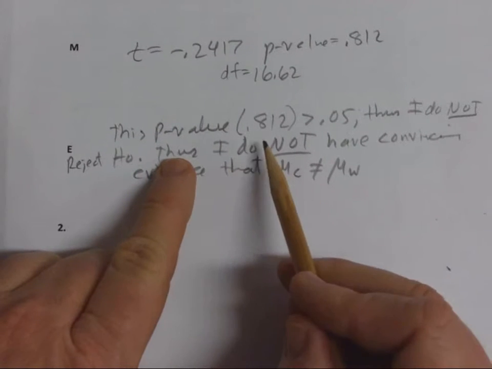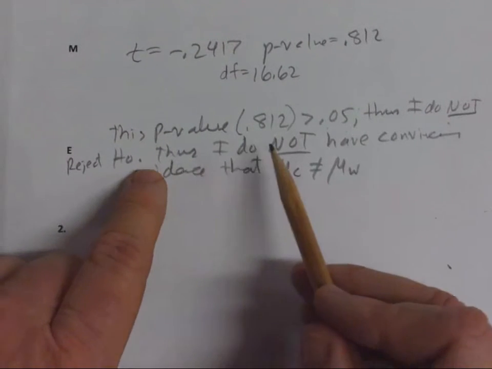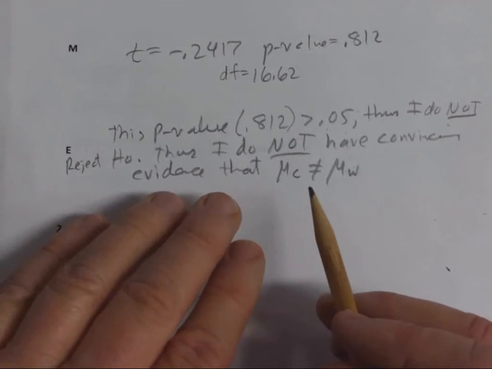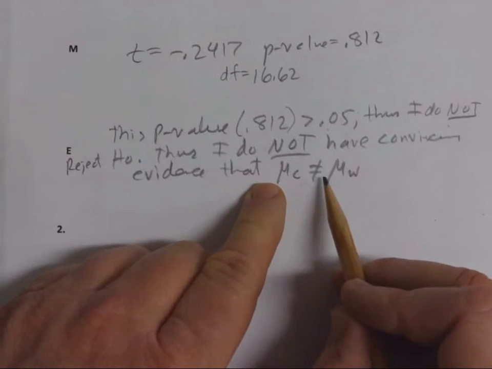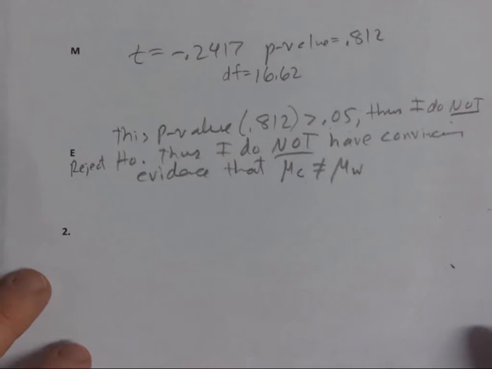So, this p-value is greater than 0.05, thus I do not reject the null. Thus I do not have convincing evidence that the mean test score for Central is not equal to the mean test score from West. All right.